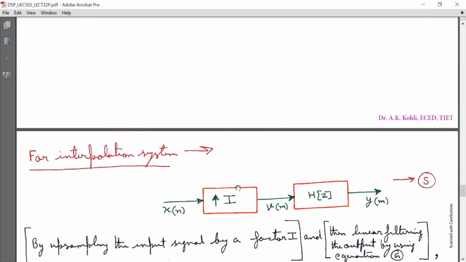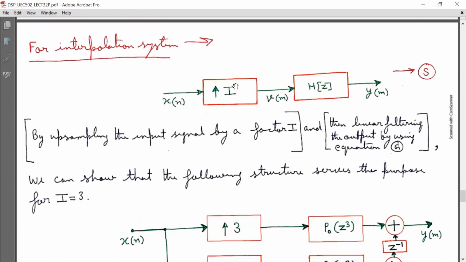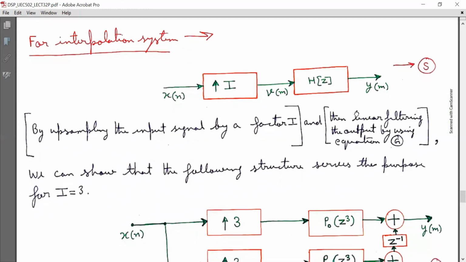Now we will go for the interpolation system. The block diagram S shows the conventional interpolation system in which x(n) is input. It is upsampled by a factor I and the output is v(m). And then we use post low pass filtering, which is through an anti-imaging filter, which removes the images. And the output is y(m).